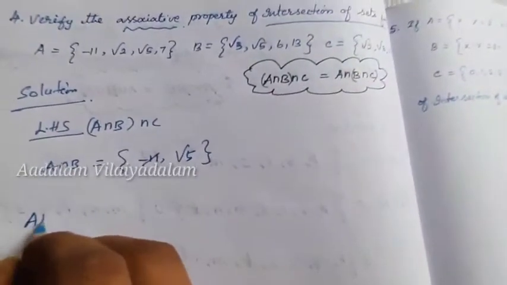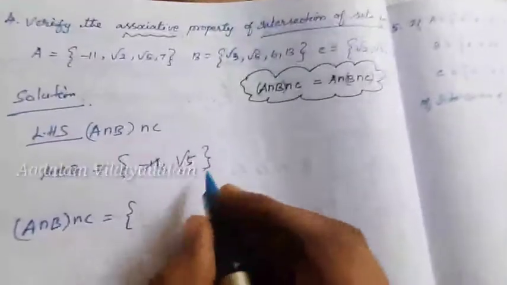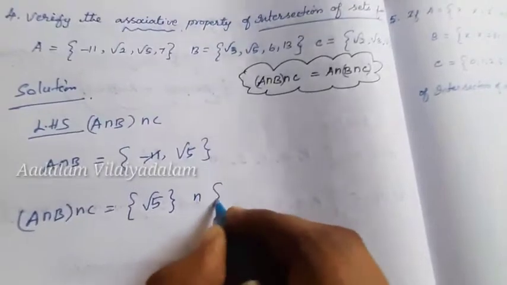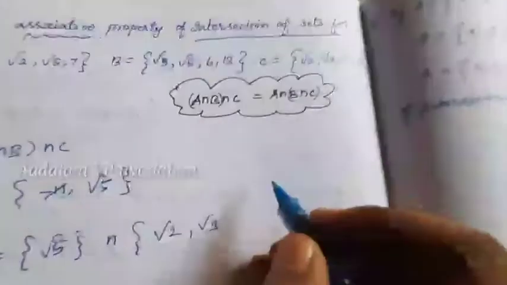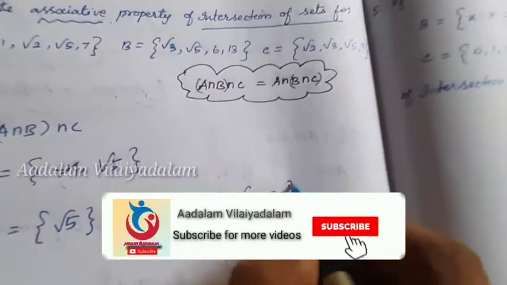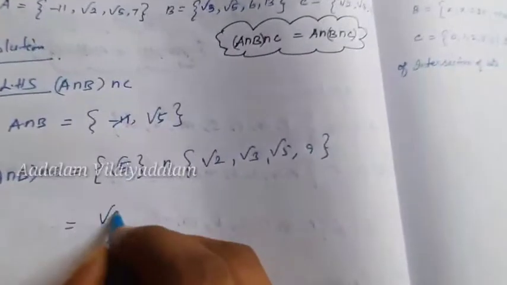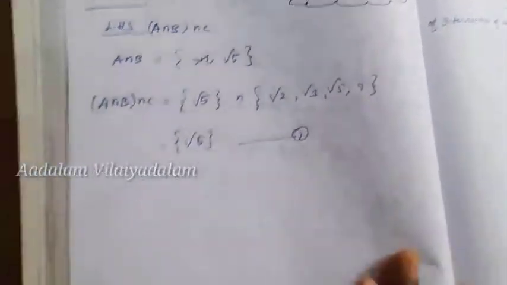Next, we shall find A intersection B intersection C. The set A intersection B is root 5. Find the C. What is C? Root 2, root 3, root 5 and 9. Then the common element between these two is only root 5. So just keep it as equation 1.